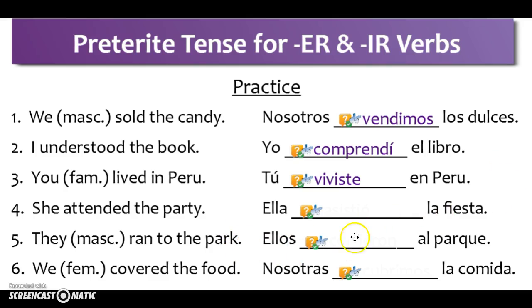Ella asistió a la fiesta would be she attended the party. They masculine ran to the park. Ellos corrieron al parque. And we feminine covered the food. Nosotras cubrimos la comida. Vendimos, comprendí, viviste, asistió, corrieron, and cubrimos. Qué bien. Well done.